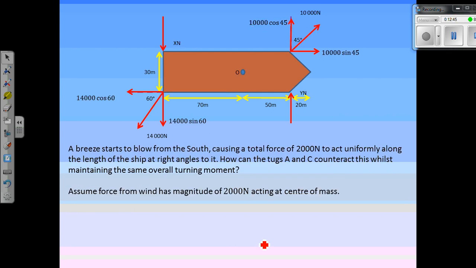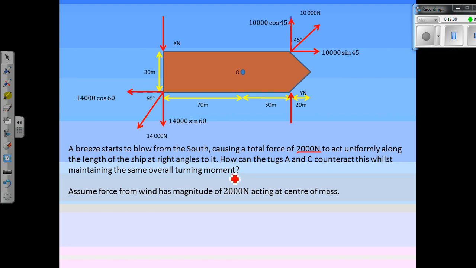Okay, let's have a look at a different situation, or let's adapt the same situation, but let's add something else to it. A breeze starts to blow from the south, causing a total force of 2,000 newtons to act uniformly along the length of the ship at right angles to it. How can the tugs A and C counteract this while maintaining the same overall turning moment?